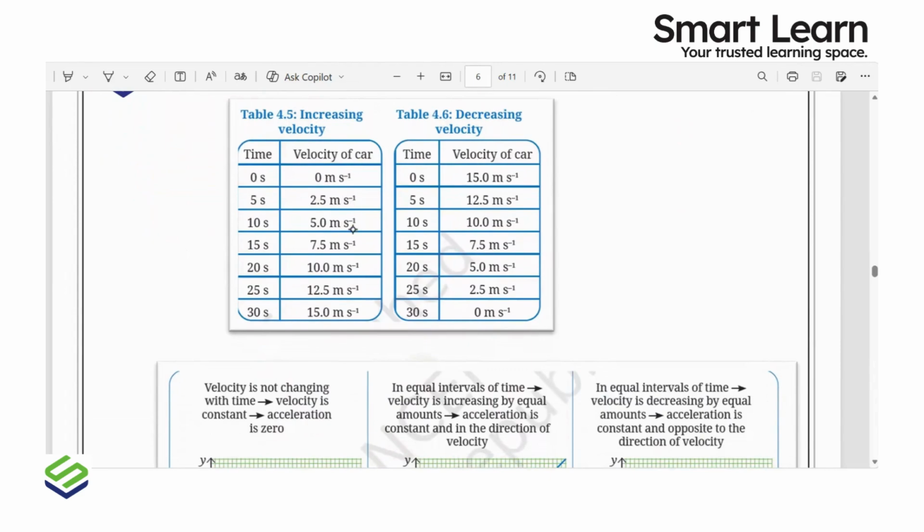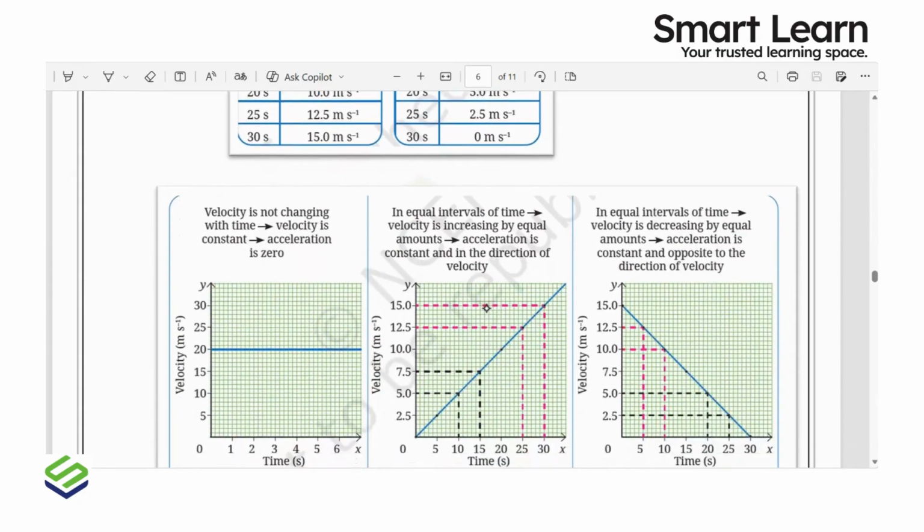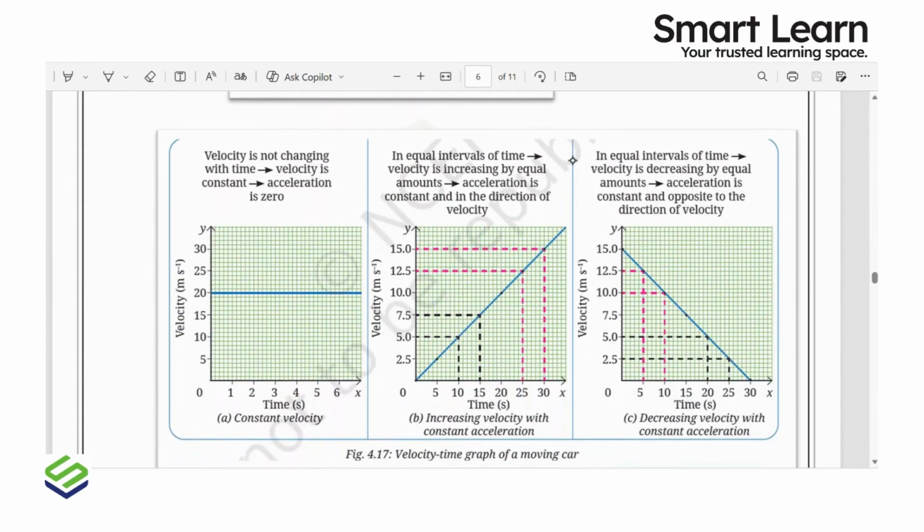If velocity is increasing, see in 0 second, 0; 5 second, 2.5; 10 second, 5. So that means it is increasing at a constant rate. And in the second one, it is decreasing. So how we will draw the graph is, suppose the velocity is not changing, that means constant velocity. It is the same as the position time graph when the body is at rest. Suppose the velocity is 20, it will remain at 20 itself.